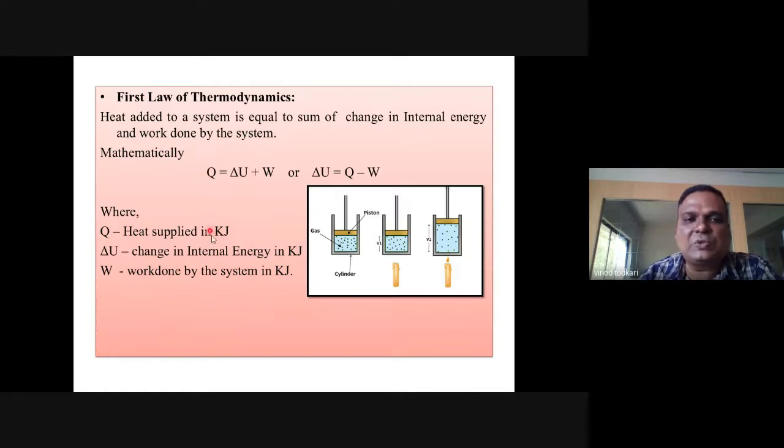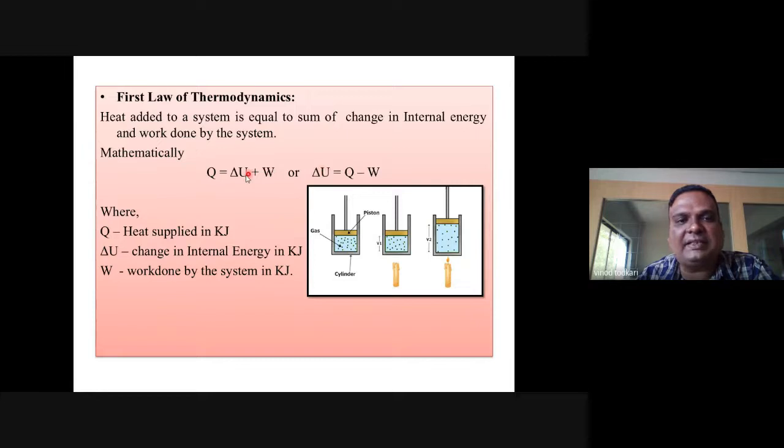Let's say it is in kilojoules. It can be in joules as well, but generally we take it in kilojoules. Delta U is the change in internal energy. Delta means change, U stands for internal energy. So delta U is the change in internal energy, and W is the work done by the system.